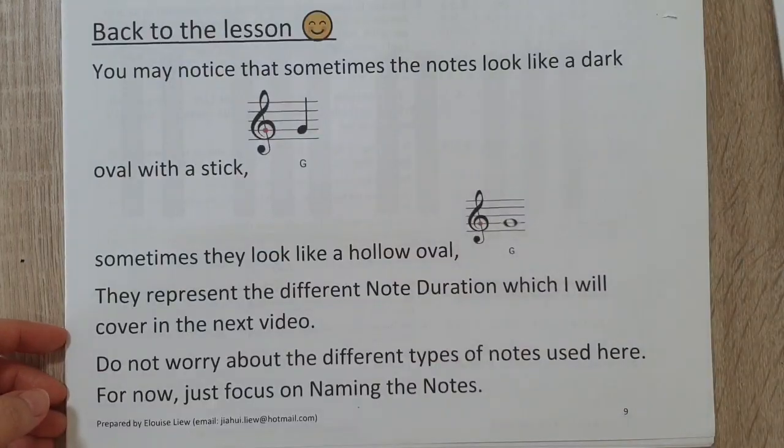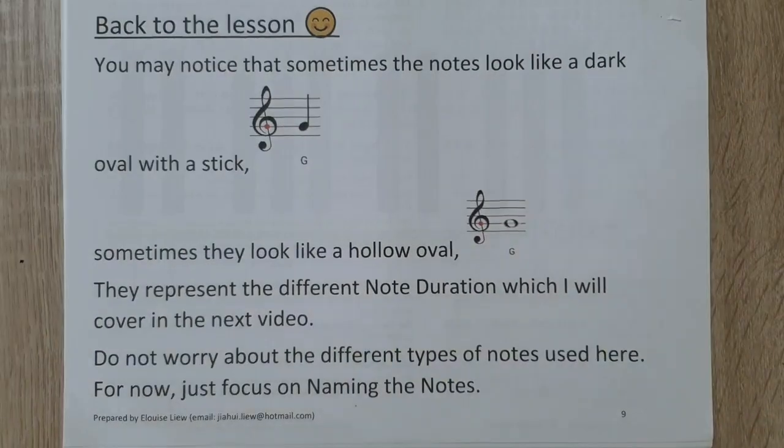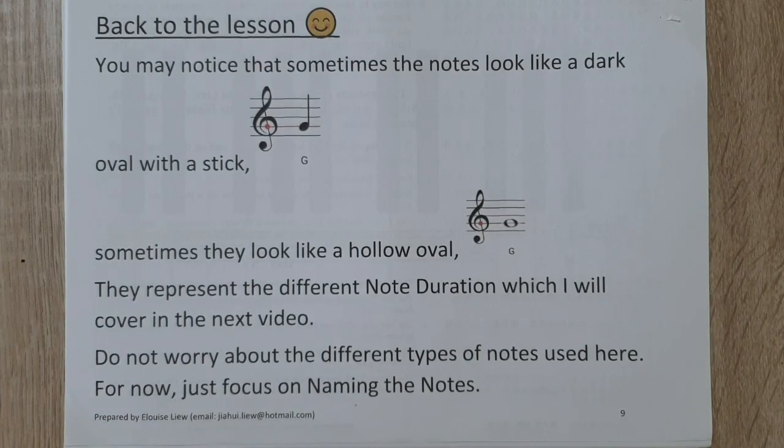Okay, let's come back to the lesson. You may notice that sometimes the notes look like a dark oval with a stick. Sometimes they look like a hollow oval. They represent the different note duration, which I will cover in the next video. So do not worry about the different types of notes used here. For now, just focus on naming the notes.